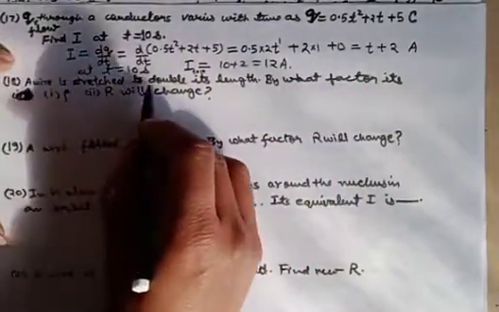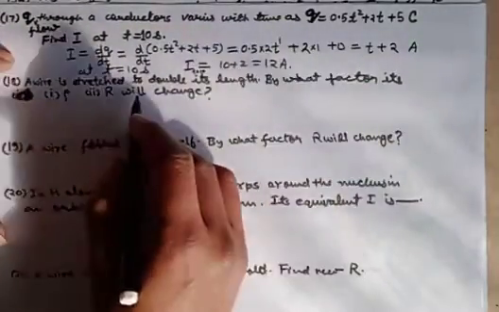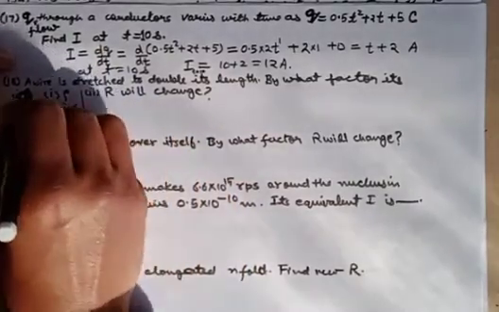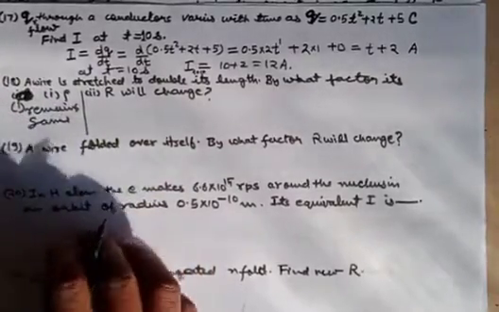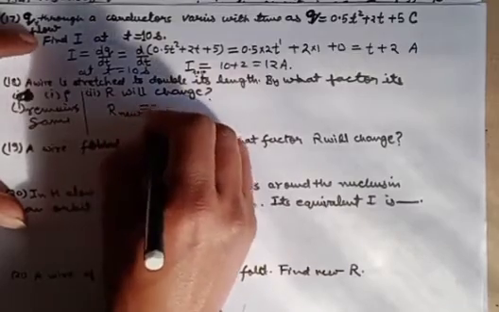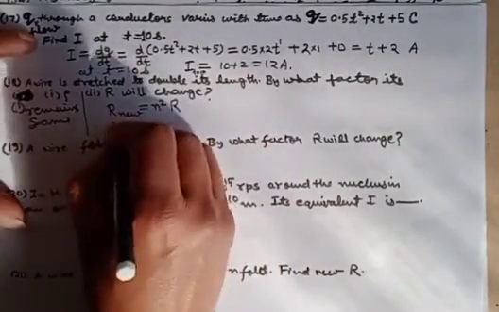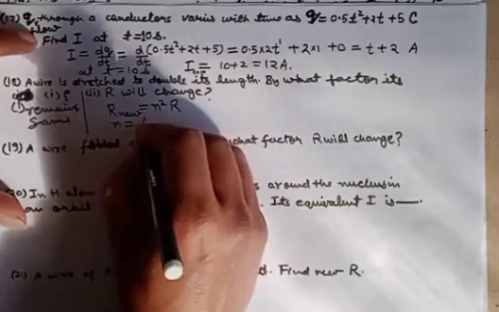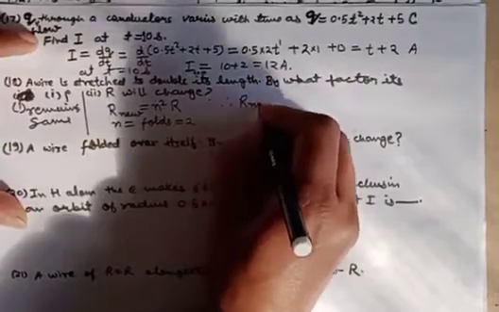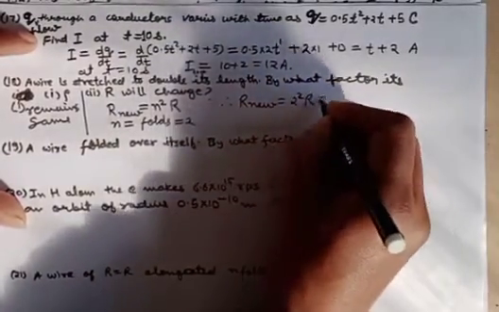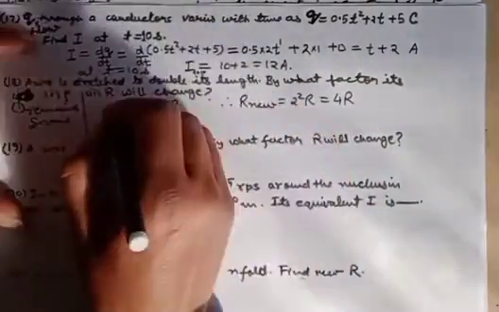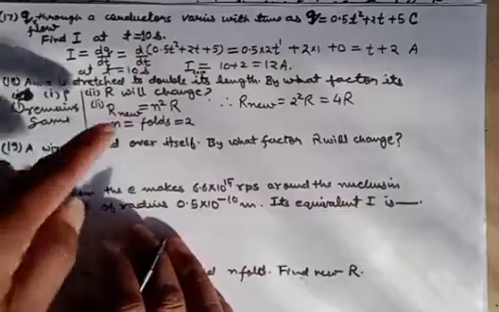A wire is stretched to double its length. By what factor do its resistivity and resistance change? Resistivity remains same. This is the first part. Resistivity will remain same because material is same. Resistance changes by this formula, where n is equal to folds, that is double here, so 2. So R new is equal to 2 to the power 2 R, that is 4R. So it will change by the factor of 4. That's the answer. So remember how this has come.